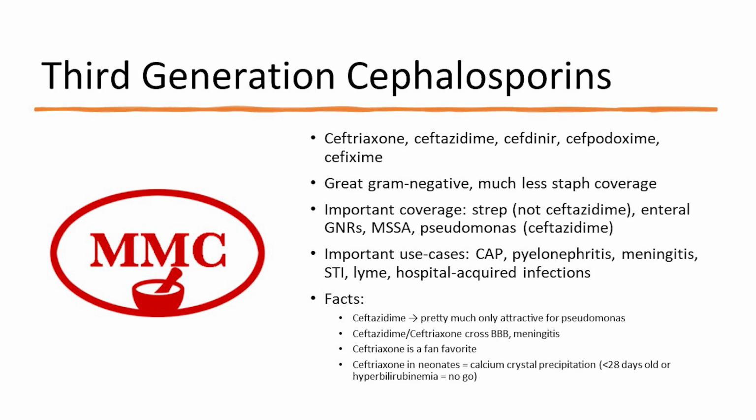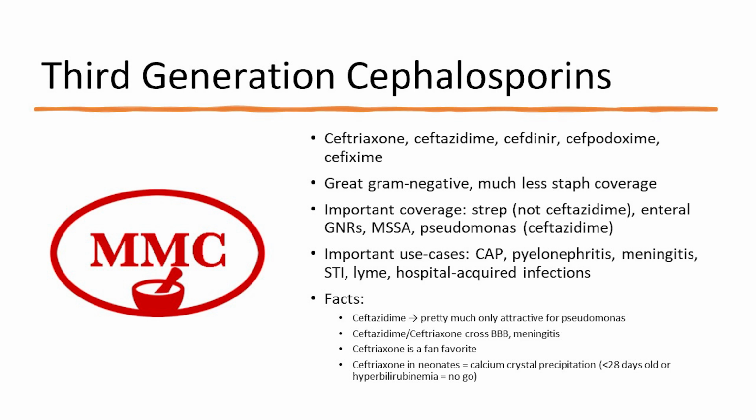Next up, we have the third generation cephalosporins, including ceftriaxone, ceftazidime, cefdinir, cefpodoxime, and cefixime. They offer great gram-negative coverage, but much less staph coverage, so not as great as a targeted agent against MSSA, but in terms of important coverage, you do have MSSA on there, just not as bactericidal as some of the earlier generation cephalosporins. You also get strep, with the exception of ceftazidime, which has poor coverage, enteral gram-negative rods, and then ceftazidime makes up for its lacking strep coverage because it adds Pseudomonas coverage, so that's pretty great.